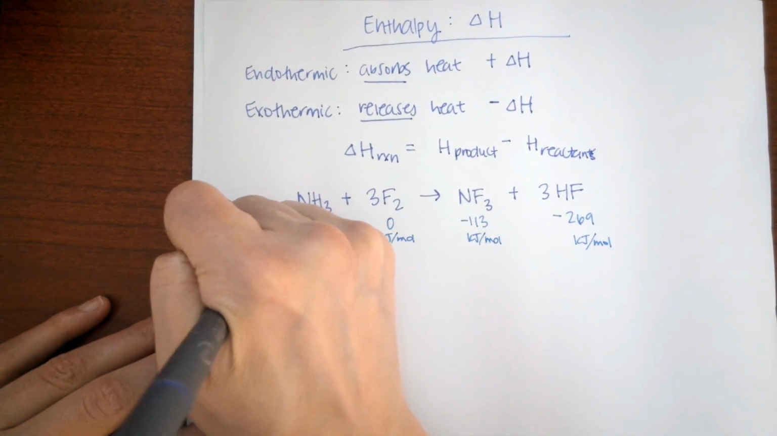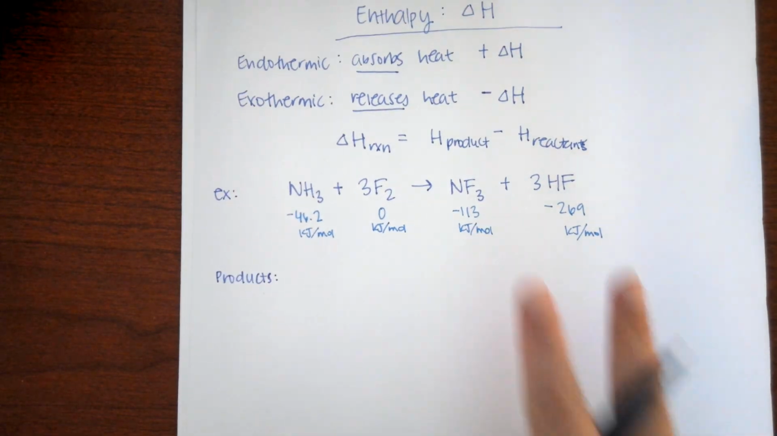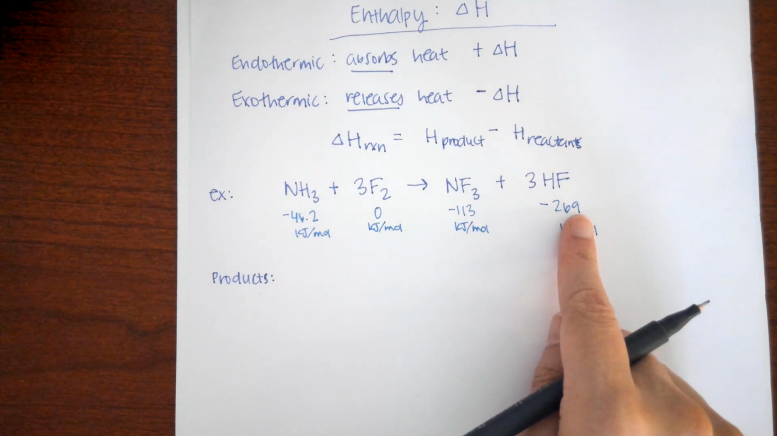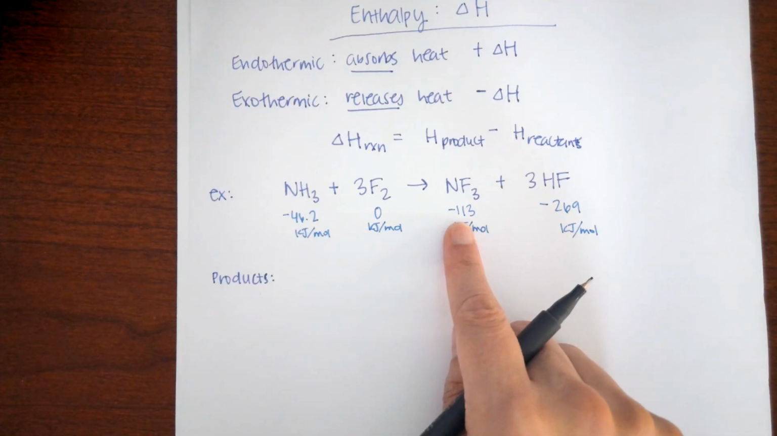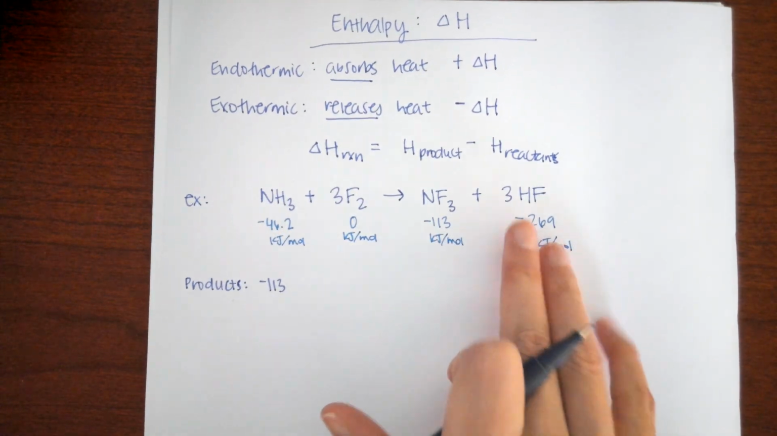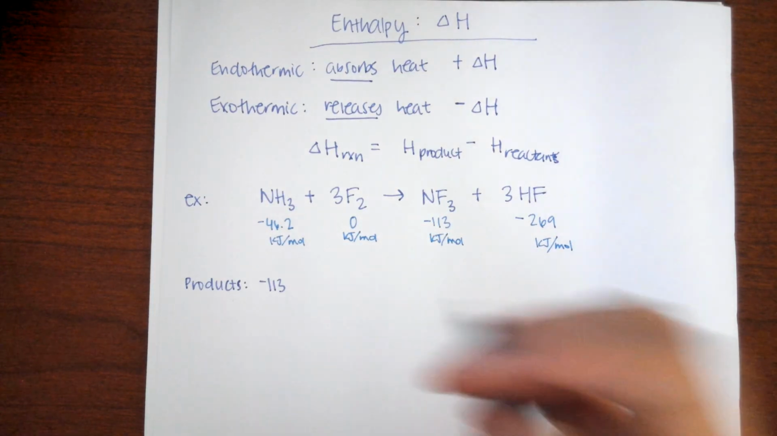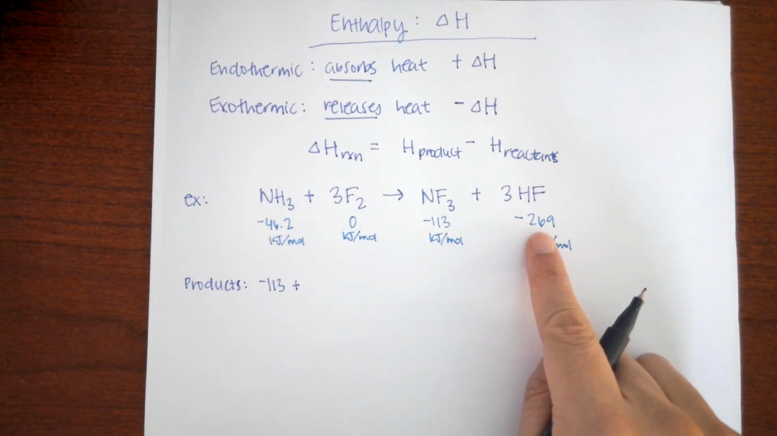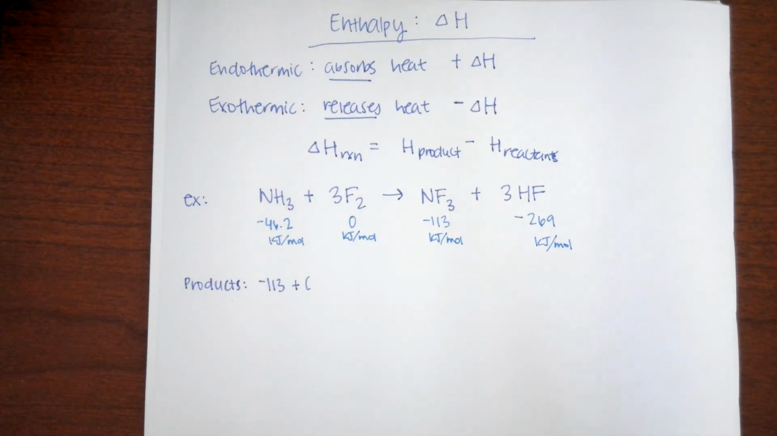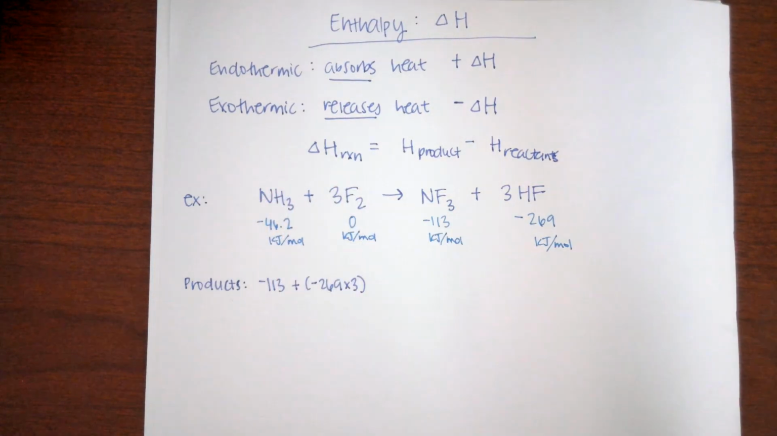So to break it down, my product side has these two values here, negative 113, and then we have negative 269. So NF3 is negative 113. And by the way, this is already balanced, as you can see, and there's only one of NF3, so it's just negative 113. And then you're going to add your negative 269. However, there's three of them, so I like to add parentheses here so we do the math correctly. So it's negative 269 times 3.